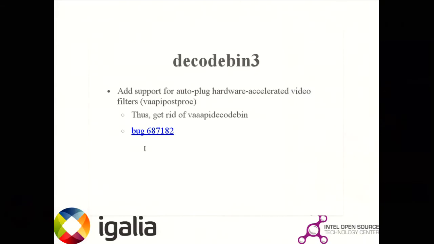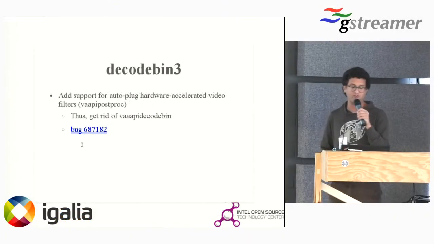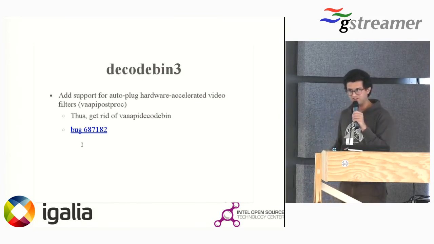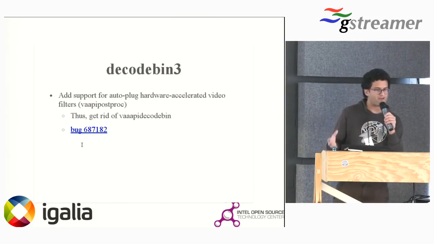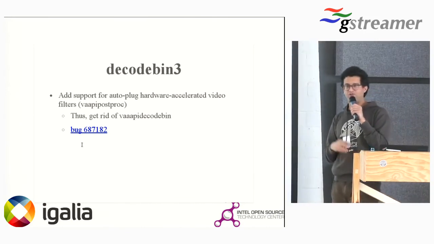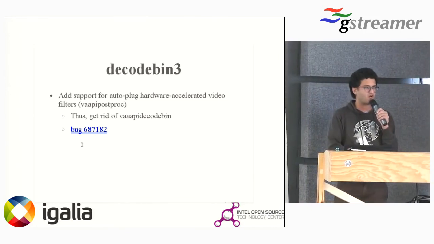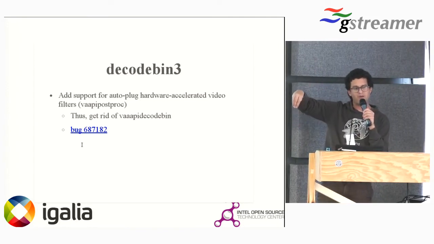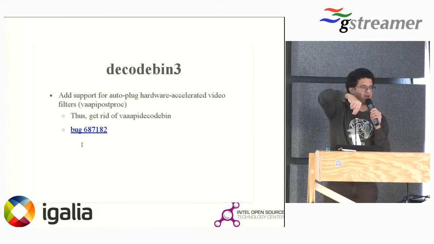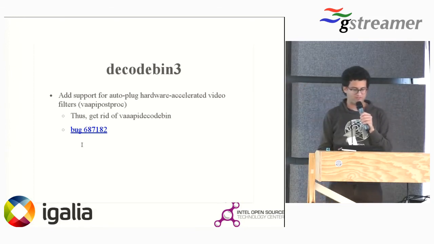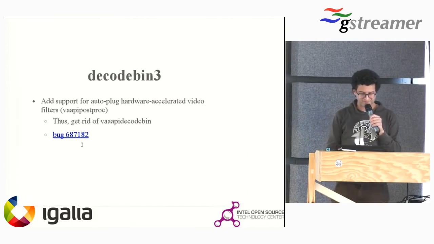We also have to support hardware accelerated autoplugging in the decodebin tree. The way we work around this is using vaapidecodebin, but we have to get rid of vaapidecodebin and find a way for decodebin to insert the vaapipostproc if the decoder is a VAAPI one. We have a way to negotiate this in the autoplug mechanism under the decodebin tree.